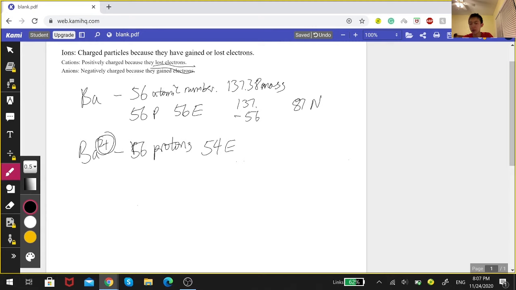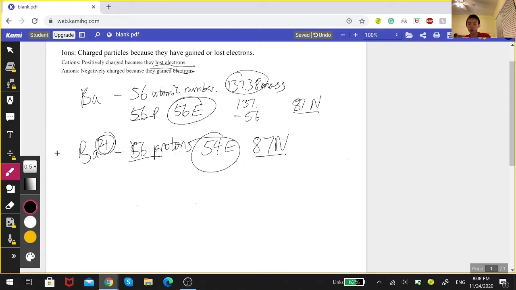56 minus 2 is 54 electrons. Our atomic mass did not change because all we lost was some electrons, and they're too insignificant to count into the mass. So our number of neutrons plus protons, which equals the mass, did not change at all. So 81 N, 56 P, 54 E. The only thing changed was the electrons.